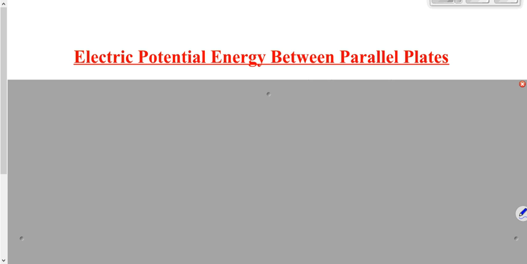Now I want to talk about electric potential energy between two parallel plates. I'm going to give you an analogy, an analogy that we're going to carry through today to help you maybe understand some of this stuff. We're going to say that electric potential energy is going to correspond to money.